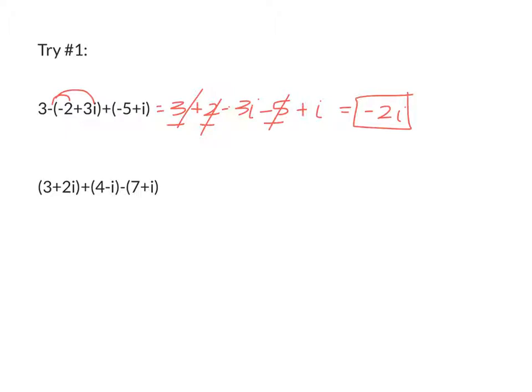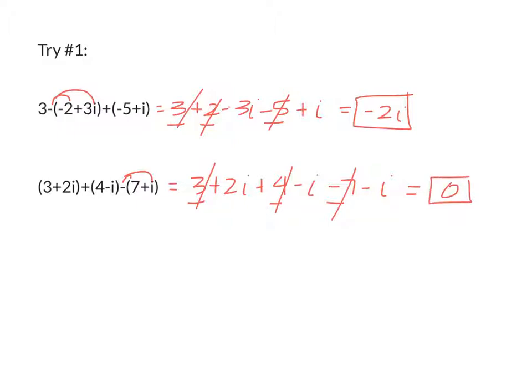All right, on the second one, again, I want to distribute that negative. So in the end, I want to write it all out. We have 3 plus 2i plus 4 minus i minus 7 minus i. The constants that work together are 3, 4, and negative 7. So 3 plus 4 is 7. 7 minus 7 is just 0. So again, all the constants are eliminated. And then 2i minus i leaves me with 0. So our answer actually is just 0.